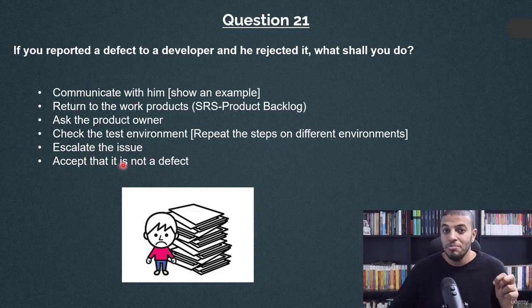The last solution, which many testers forget to do, is to accept that it is not a defect. Sometimes the developer is correct, okay? He might be right, and in this case, you should accept that it is your fault. And this is an example of false positive. You reported a defect, but it is not a defect.